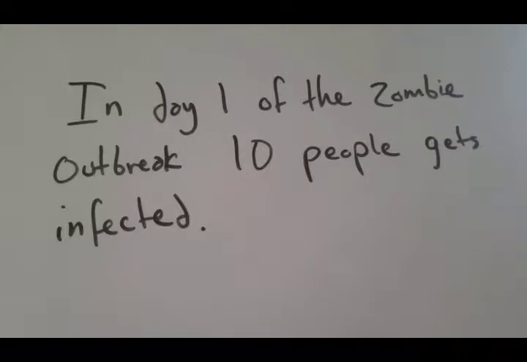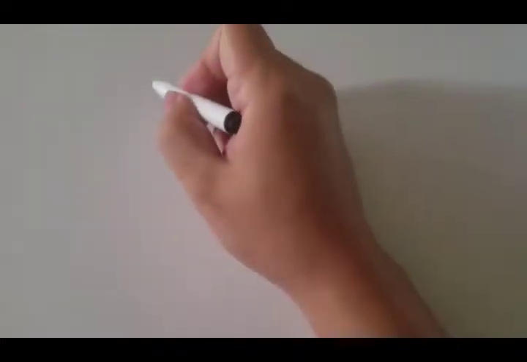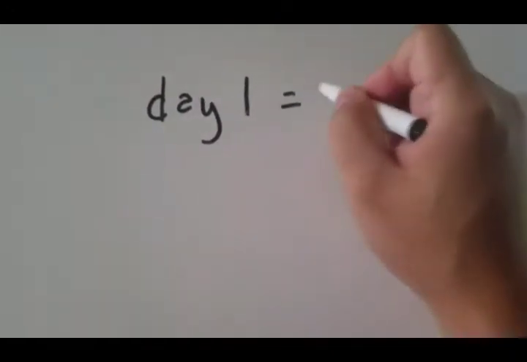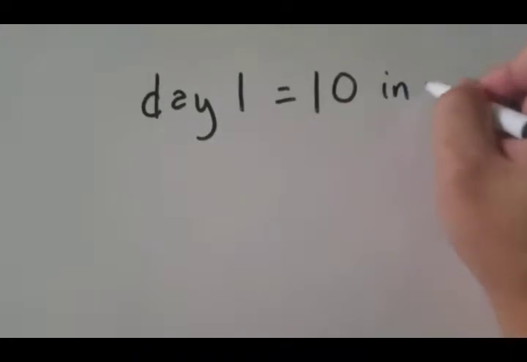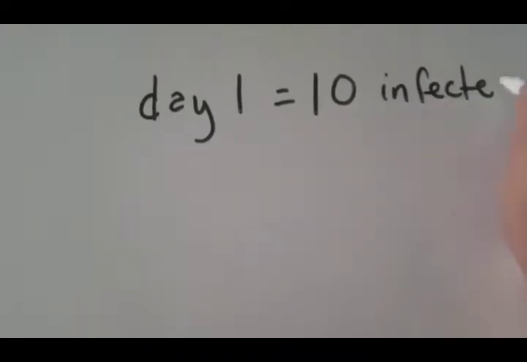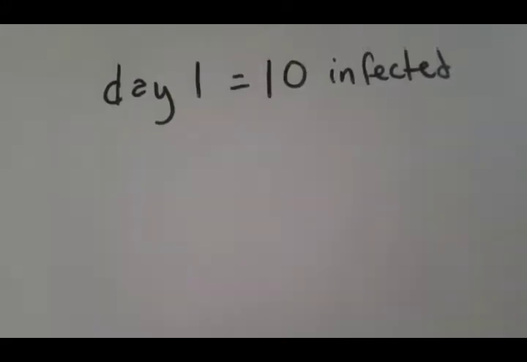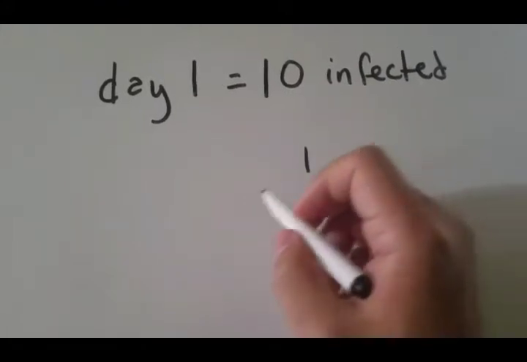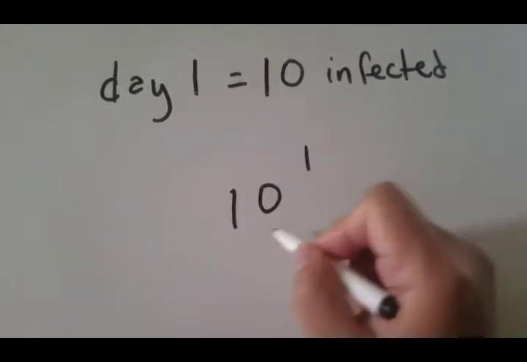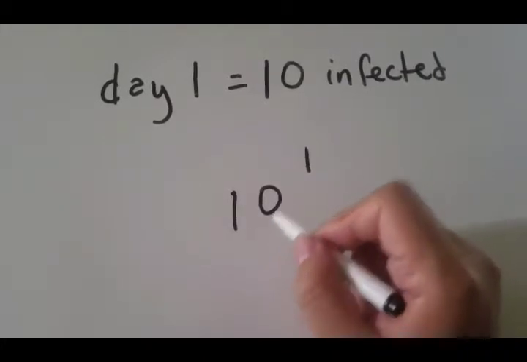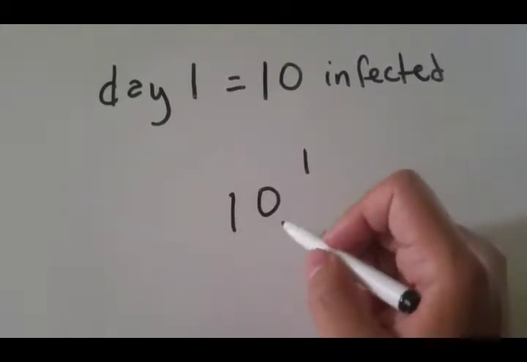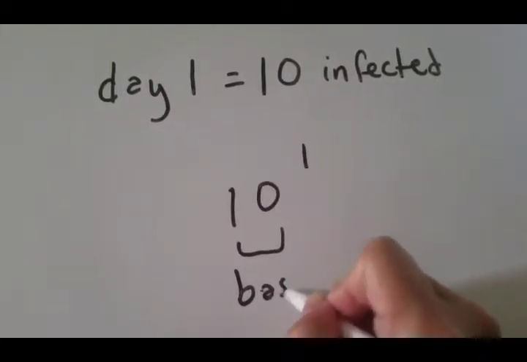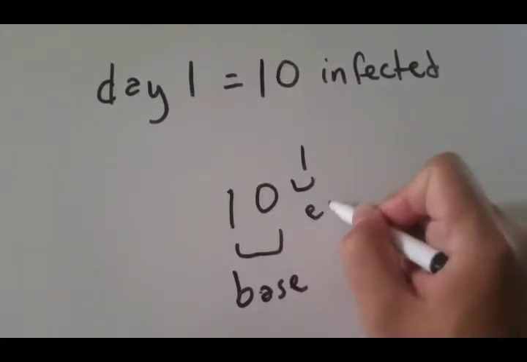In day 1 of the zombie outbreak, 10 people get infected. So, day 1 equals 10 infected. We set 1 as our exponent, since that is how many days had occurred, and 10 as our base, since that is how many people got infected by a zombie. So 10 is our base, and 1 is our exponent.